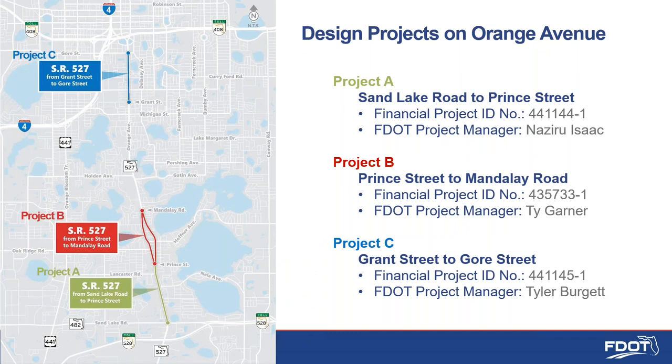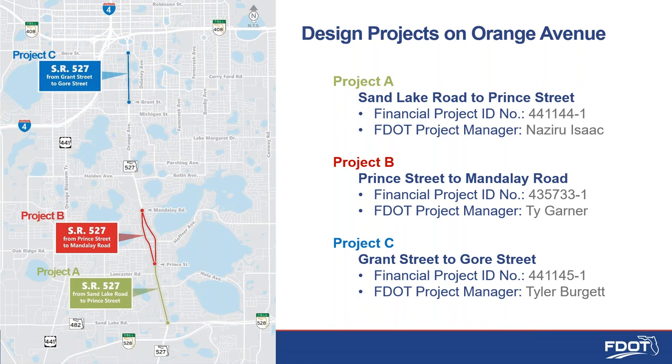So the Florida Department of Transportation has three ongoing design projects along State Road 527, Orange Avenue. The southernmost project, from Sand Lake Road to Prince Street, is a roadway resurfacing project with reconstruction of the islands at Sand Lake Road and a variety of pedestrian improvements such as relining crosswalks, closing sidewalk gaps, reconstructing curb ramps, and upgrading pedestrian signals.